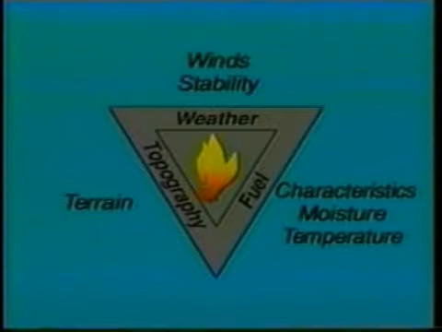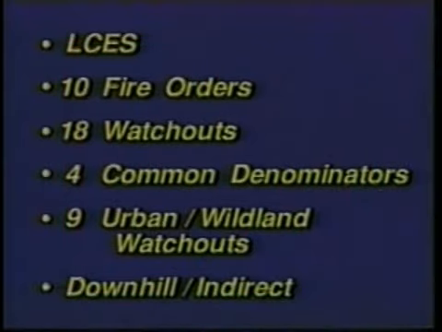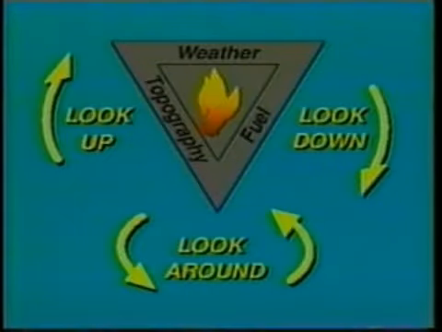What you have done in these seven units is observe indicators that you can use to anticipate problem fire behavior. When you can anticipate problem fire behavior and adhere to the fire safety guidelines, you will be able to select safe and effective tactics to use on the fire line. Remember, look up, look down, and look around.